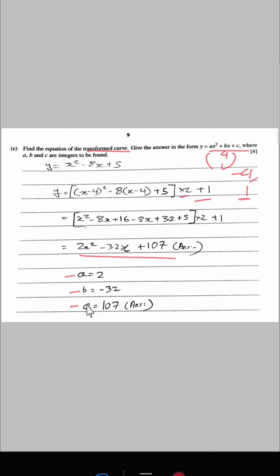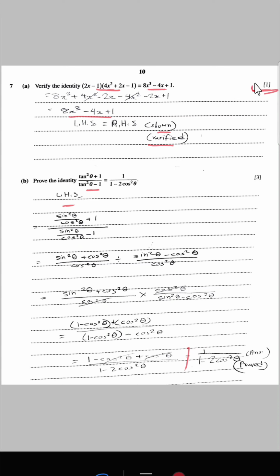Question number 7, part A, we need to verify left hand side is equal to right hand side. As this is one mark question, this is really easy. As we can see, we can simplify the left hand side. So we start with left hand side, and after one line we can see that left hand side is equal to right hand side, shown and verified.